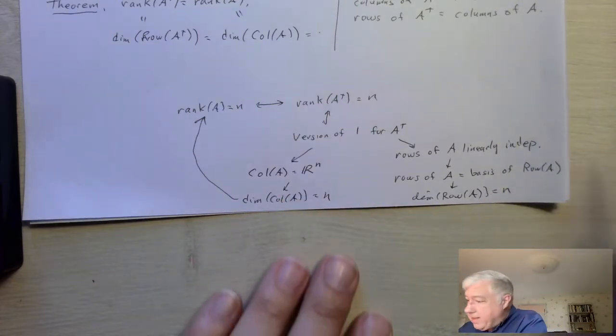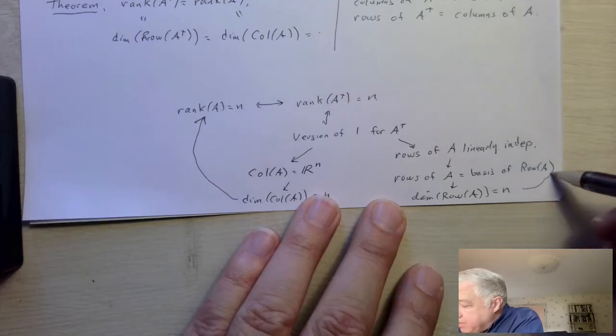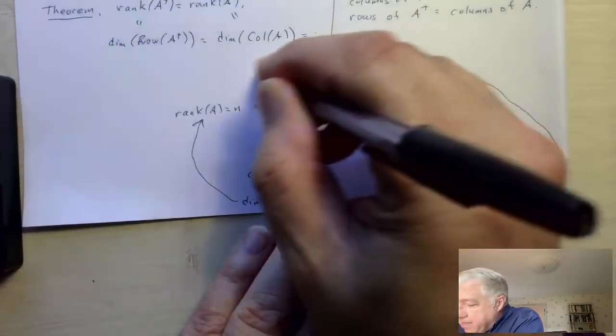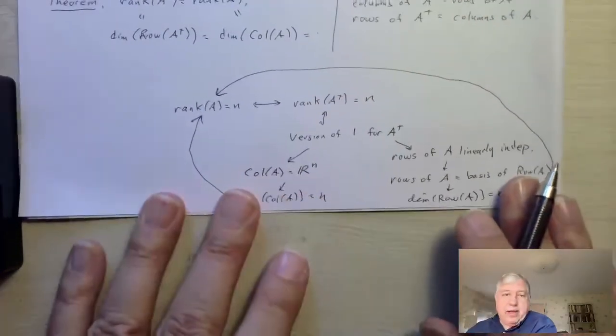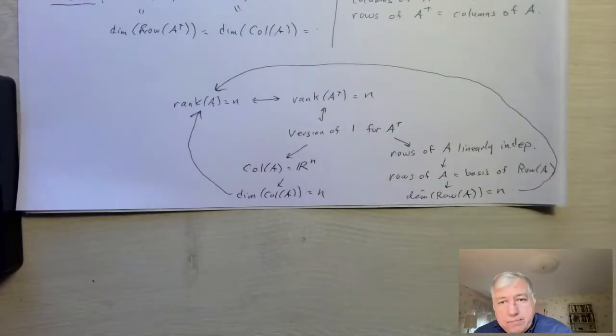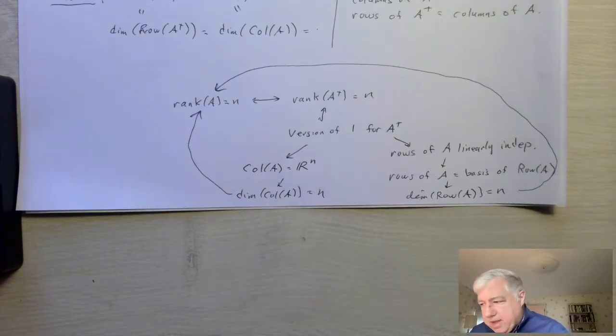And then that goes back to implying that the rank of A is equal to n. Okay. All right. So now that we've implied, we basically proved everything now.